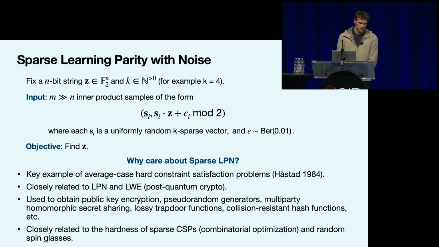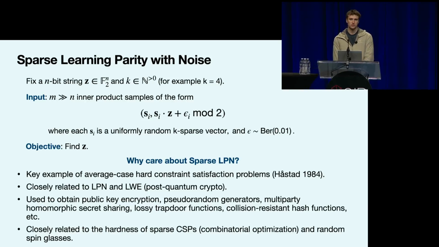One example of such a sparse CSP is KXOR, random KXOR, planted KXOR. And if you prefer physics language, that's a random spin glass.